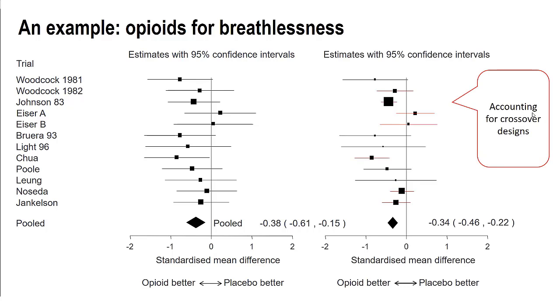But when we account for the crossover design and account for that correlation, you can see that these trials that have confidence intervals marked in red are the crossover trials. And what you can see is that for each of these, it looks like we're able to estimate the intervention effect much more precisely when we're accounting for that correlation. So we're getting the benefit now of appropriately using a crossover design. And you can see that our pooled effect estimate is very similar, but our confidence interval is tighter than when we don't account for the crossover design.